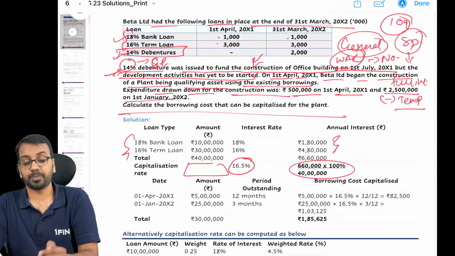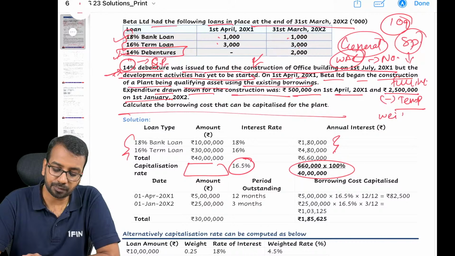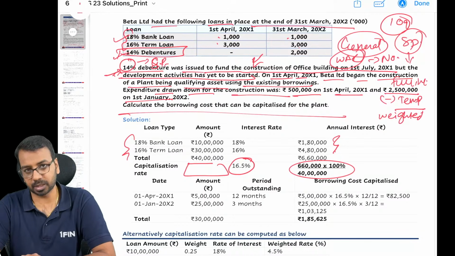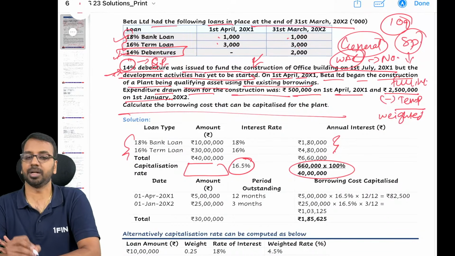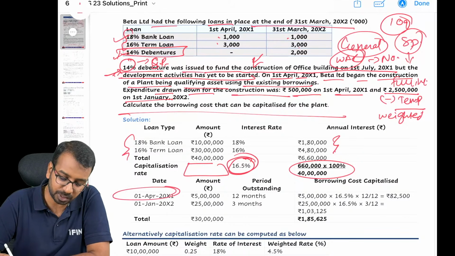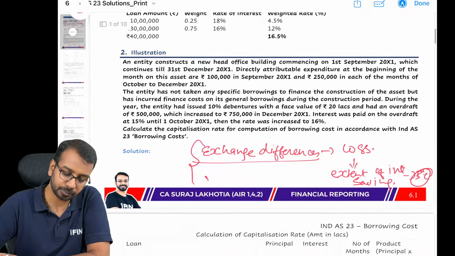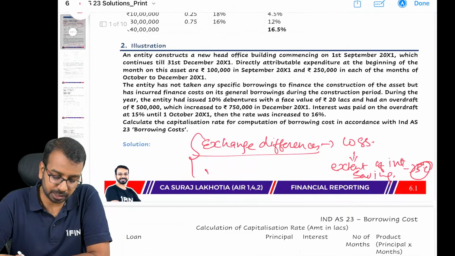divided by the total borrowings, you will get the capitalization rate. Now, if borrowings have been made mid-year, then you will follow the weighted average concept, or number of months concept, or product concept to calculate the weighted average borrowing. Then 16.5, 1st April expenditure 12 months, 1st January 3 months, you will calculate the interest expenditure. Let's look at this one.